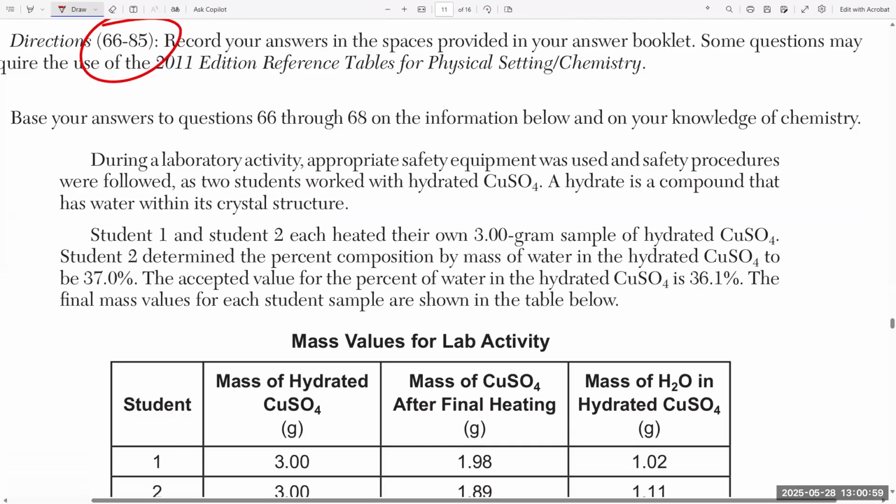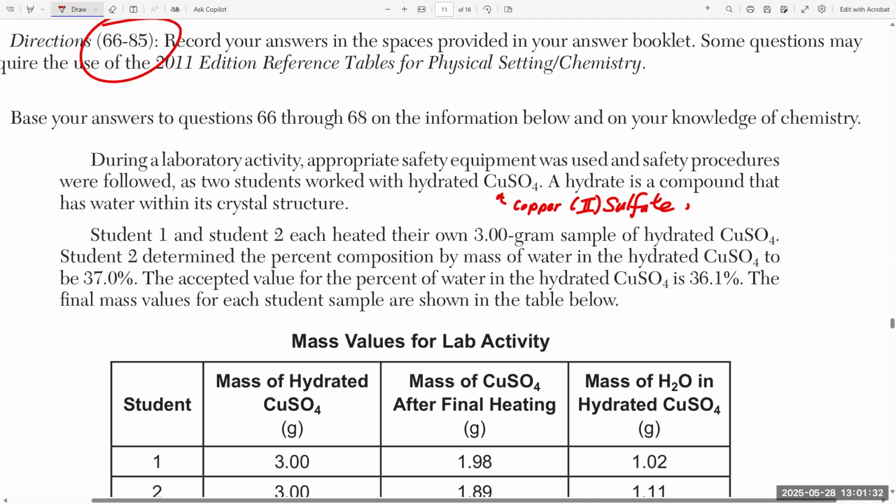During laboratory activity, appropriate safety equipment was used and safety procedures were followed as 2 students worked with hydrated copper 2 sulfate. A hydrate is a compound that has a water within its crystal structure. So when you're taking this on your own, when you get to CuSO4, did you just say CuSO4, or did you actually take the time to try to name it? Because that's how you get extra practice, right, guys? So this is copper 2 sulfate, right? I mean, where else are you going to practice this?